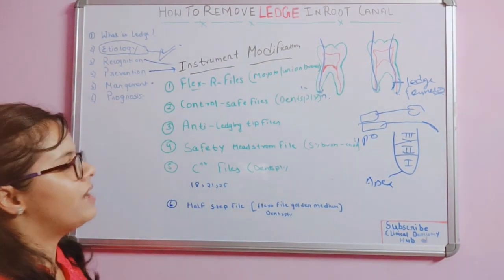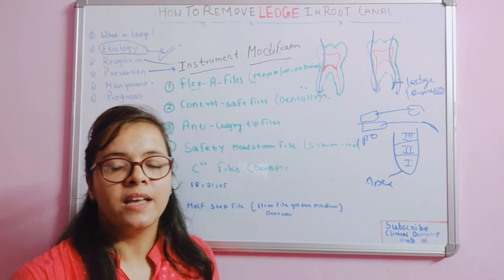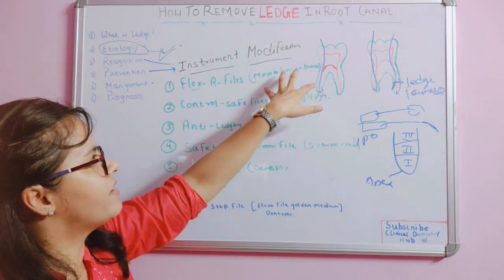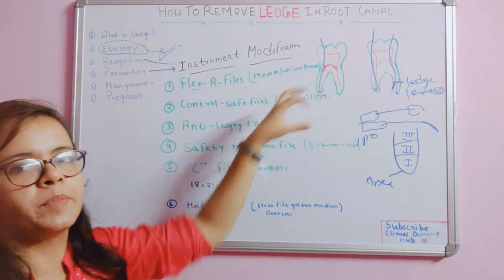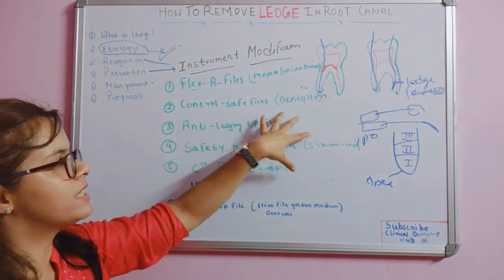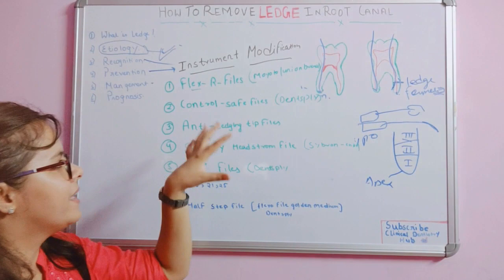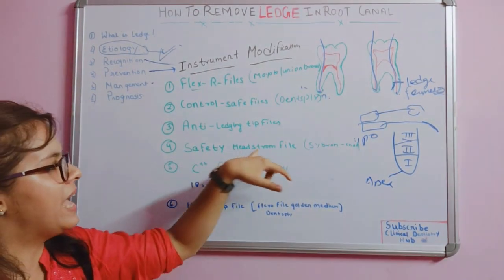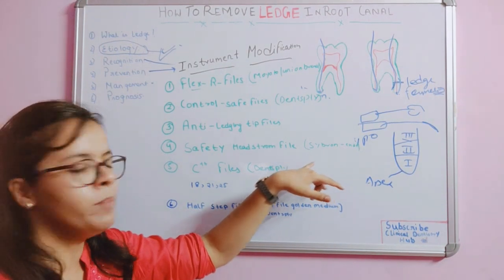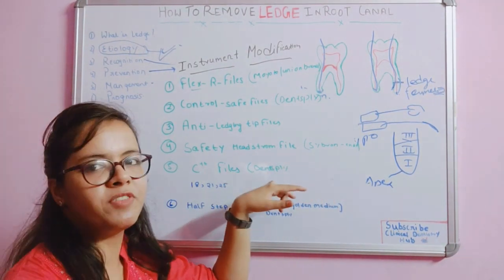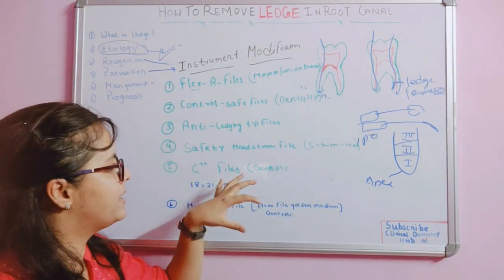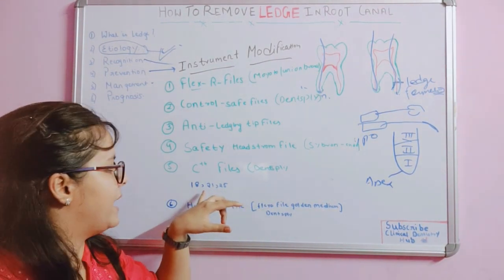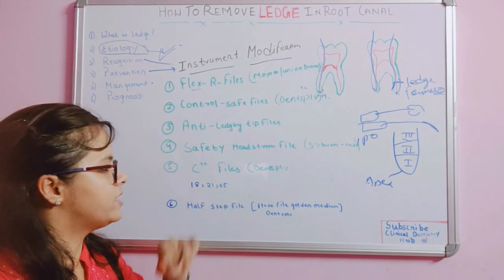First is the FlexR file. The first file made for flexible purposes was the FlexR file by the Union Broach company. Second is the Control Safe file by Dentsply. Then it is the Anti-Ledging Tips file. We have the Safety Hedstrom file by Sybron Endo. And we have the C+ file by Dentsply. Basically these C+ files are available in three sizes: 18, then 21, and then 25.